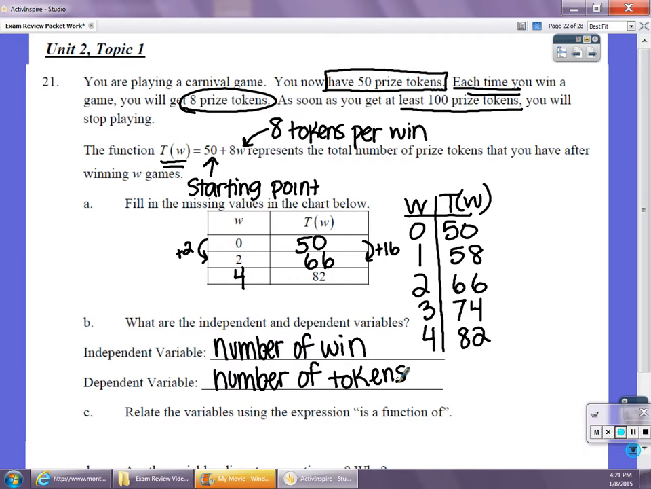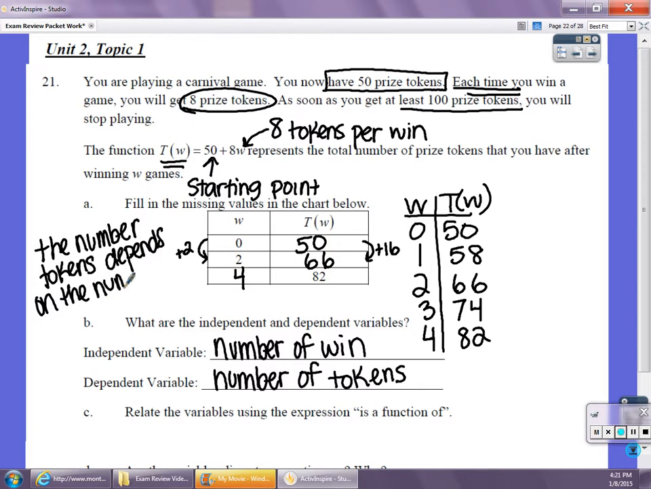Okay, and so I'm going to write that out. The number of tokens depends on the number of wins. I think that makes sense.